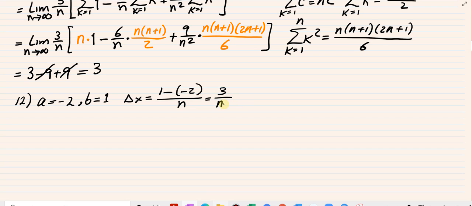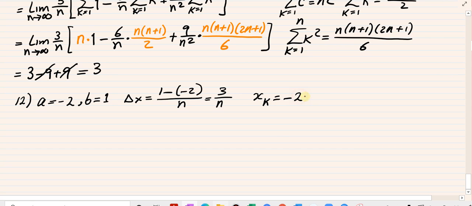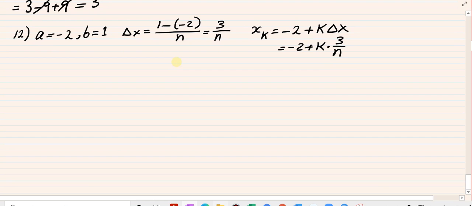Okay, now I'm going to use the right endpoint, remember? So my x sub k is going to be the initial point a plus k delta x's, right? Okay, so that means it's going to be -2 plus k times 3 over n. That's why I like using the right endpoint, because you always end up with k delta x from a. In general, that's a plus k delta x if you use the right endpoints.